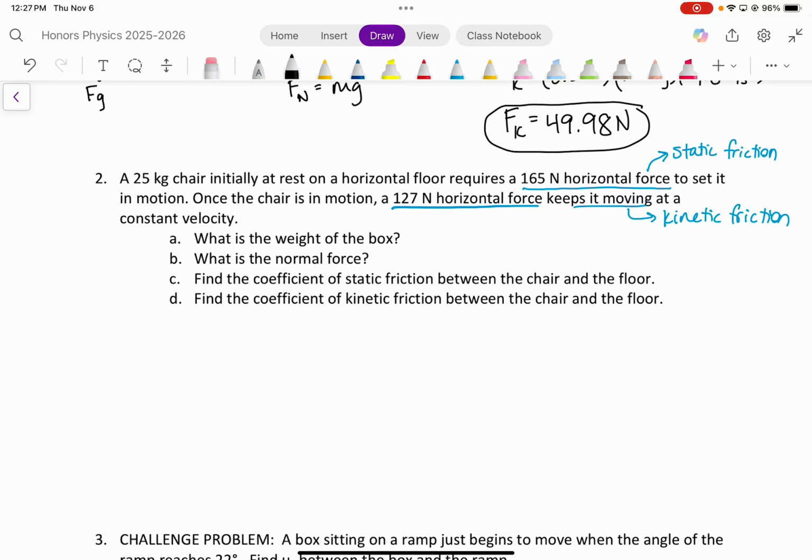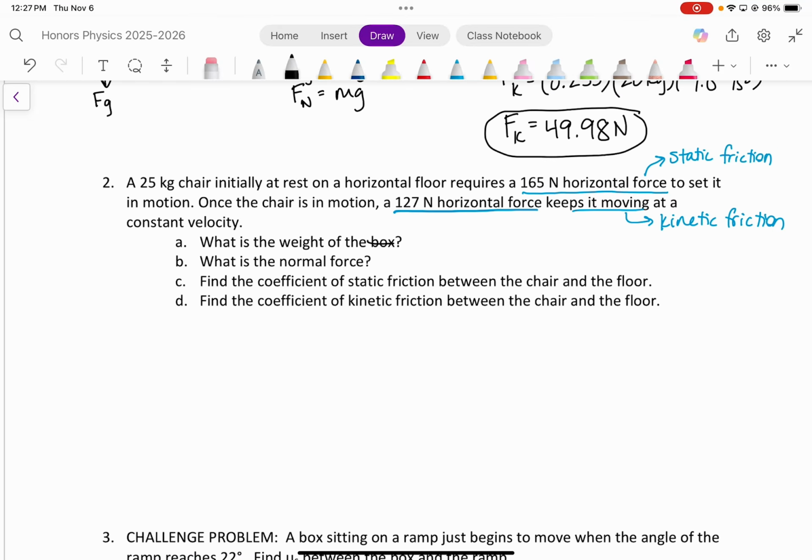So is this on a surface? Of what box? I'm sorry? It says, what is the weight of the box? Oh, you know what? That is a typo. Oh, okay. Chair. All right. You know what? I think I've used this same question for probably 6 years, and I haven't caught it.